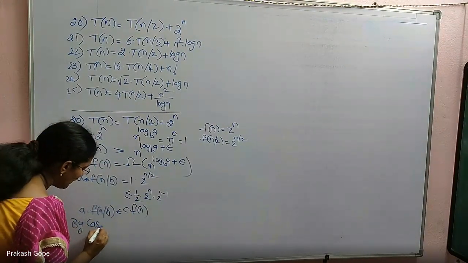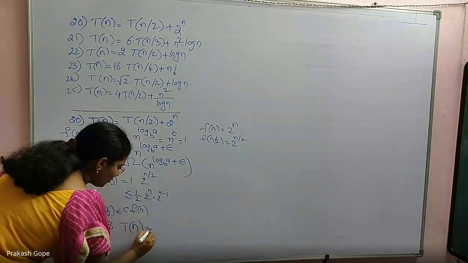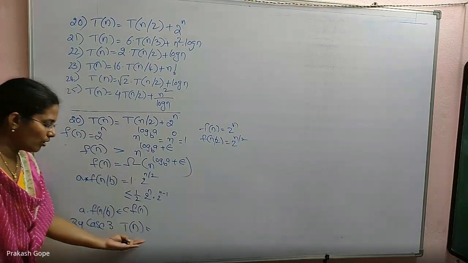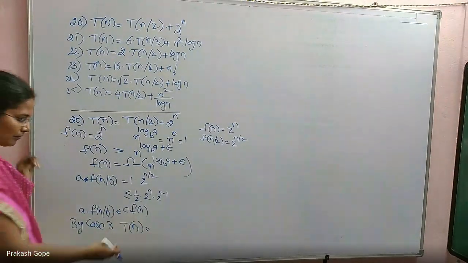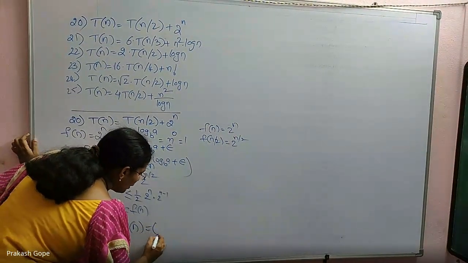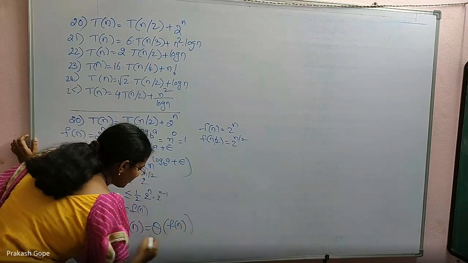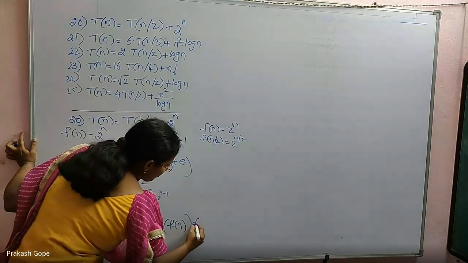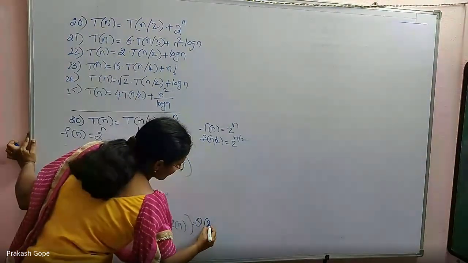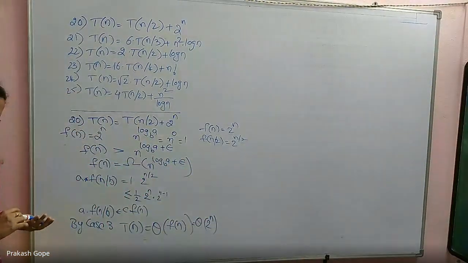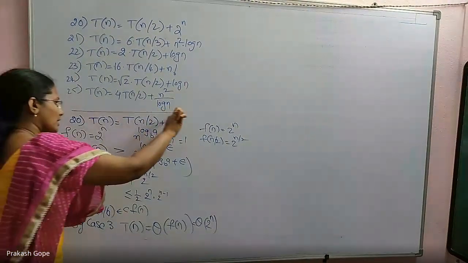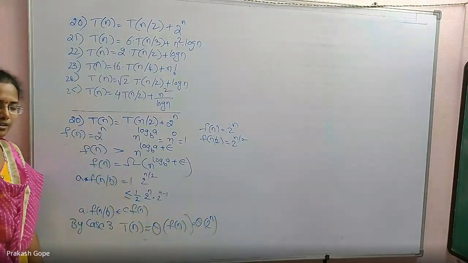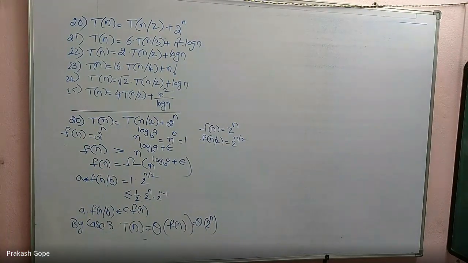So by case 3 answer. Oh, you understood that it is case 3, but you do not remember this. Then everything is gone. Then T of n is equal to theta of f of n. So theta of f of n is 2 power n. Answer is 2 power n. So for this recurrence, answer is 2 power n. And it is case 3. So 20th question comes under case 3. Let us see 21.